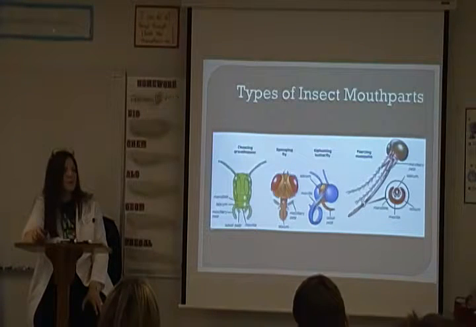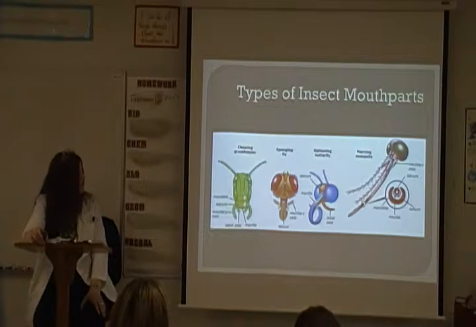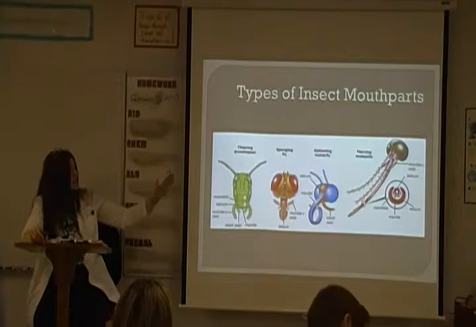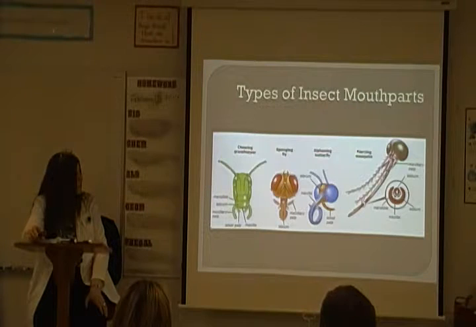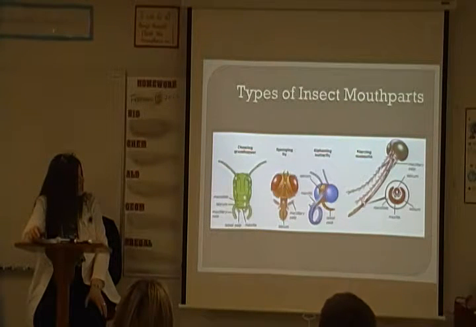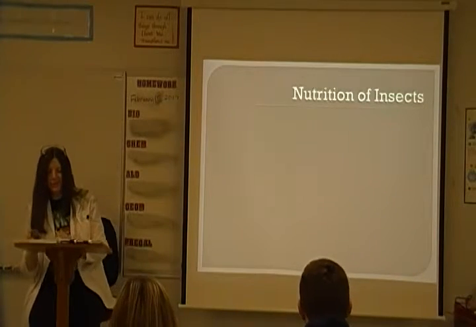All right. So these are some examples. These are just diagrammatic examples so you can see you have chewing, sponging, siphoning, and piercing types of mouth parts. So, a close up view. Don't you just love that picture of the fly? Love it.